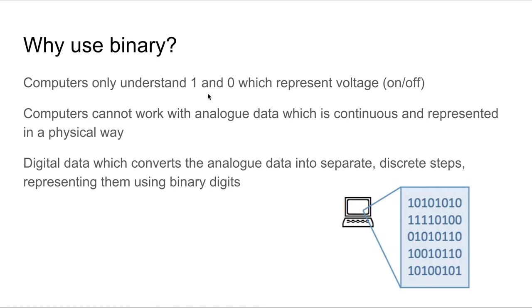So, why do we use binary? Computers can only understand ones and zeros, and they represent voltage, on or off, or electricity or current. Write any of those in your exam, you'll get the mark.